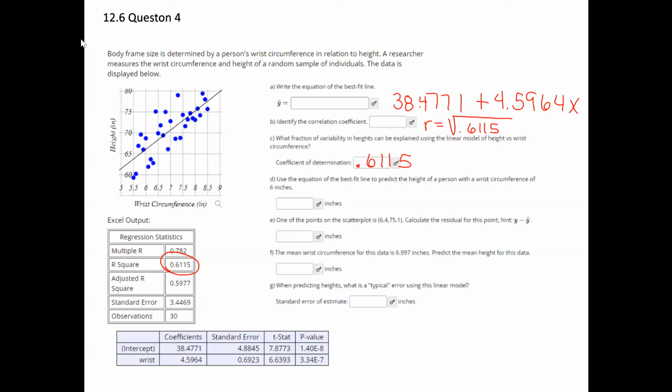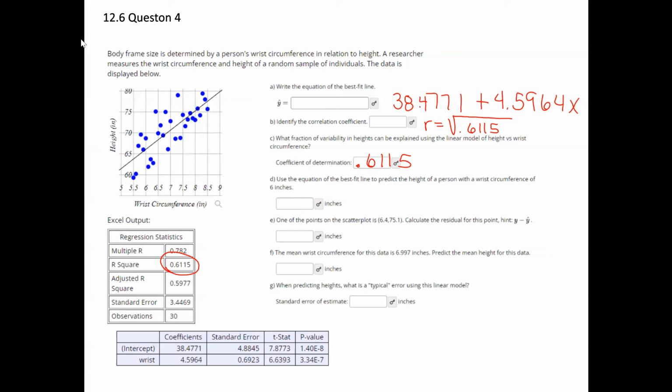Use the equation of best fit to predict the height of a person with a wrist circumference of 6 inches. You plug in 6 for x, multiply that by 4.5964 and add 38.4771. It's a plug and check. Plug in 6 for x and see what you get. One of the points on the scatter plot is 6.4, 75.1.